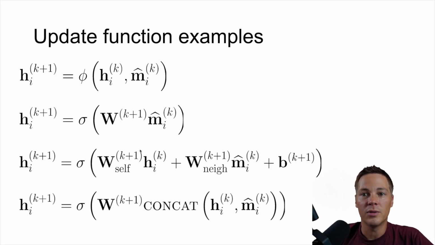The second form attempts to address that by giving a special consideration to hi itself. So hi would have its own projection matrix, and then the neighborhood would have its own projection matrix, and then this is just a bias parameter here. Another way you might think about it is, instead of wanting to sum the contributions of itself with the neighborhood, maybe you just want to concatenate them and treat them totally separately. So this concatenates the current representation with the neighborhood representation, and then jointly applies a projection and nonlinearity.